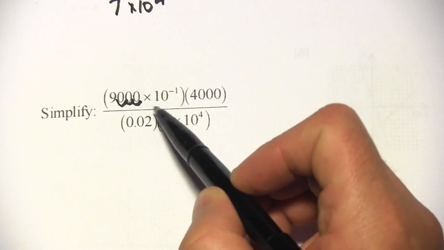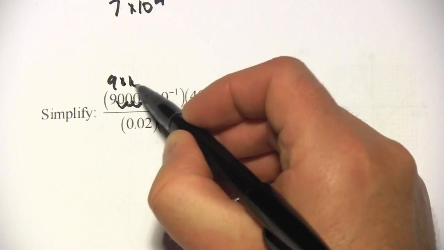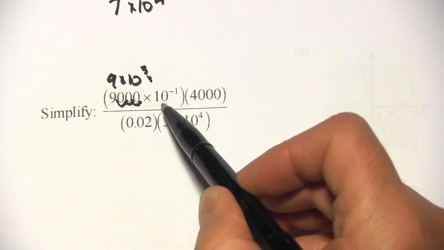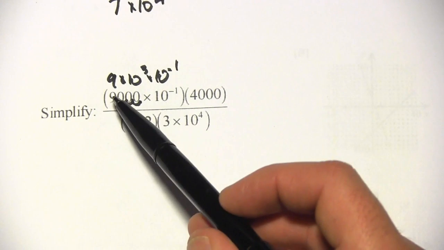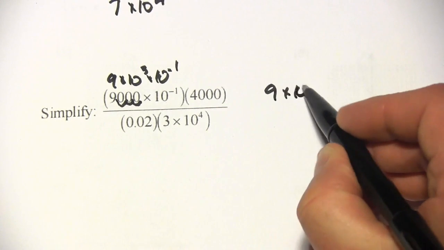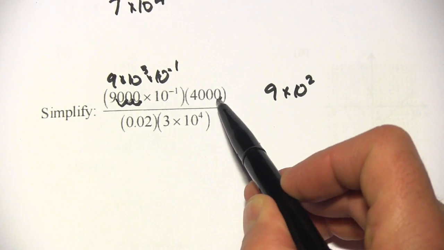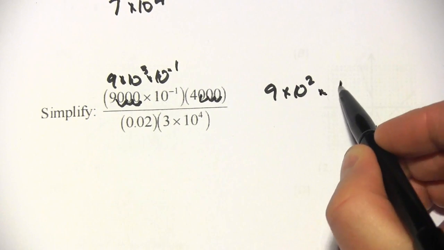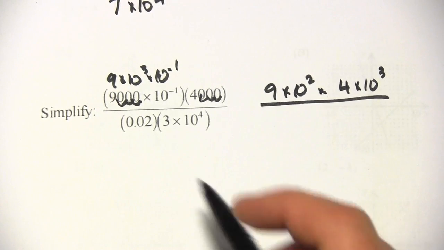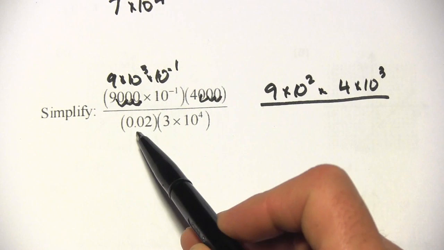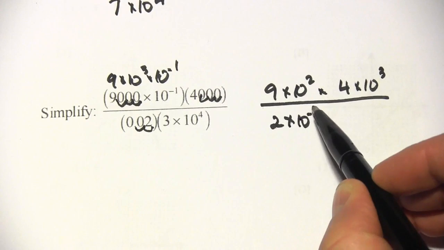So what that means is when we're multiplying, the bases are the same. So this is 9 times 10 to the third. If I multiply that by this 10 to the negative 1, I add the exponents. So this really comes out to be 9 times 10 to the second. So that's 900 right there. This 4,000 is 1, 2, 3, 4 times 10 to the third. Okay, so that's our top. Our bottom, let's write this as the number 2, so we're going to move to the right here, 1, 2. So that's 2 times 10 to the negative 2.